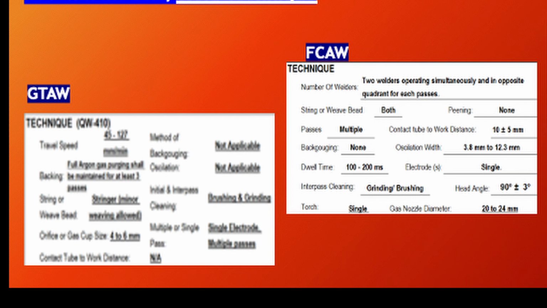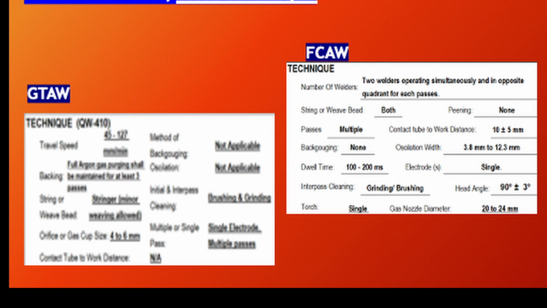Backing, this is a GTAW process, the first table. Full argon gas pure purging shall be maintained for at least 3 passes. This is alloy welding, so it is more restricted, so at least 3 passes argon gas purging from inside has to be maintained. Oscillation, no. Stringing bead in the root and waving at the filling capping.